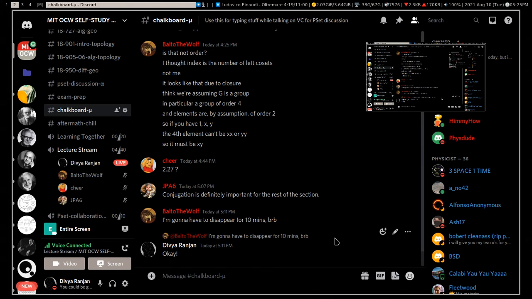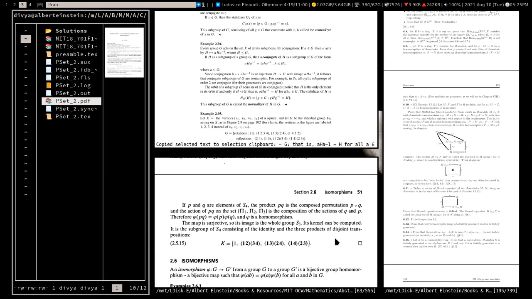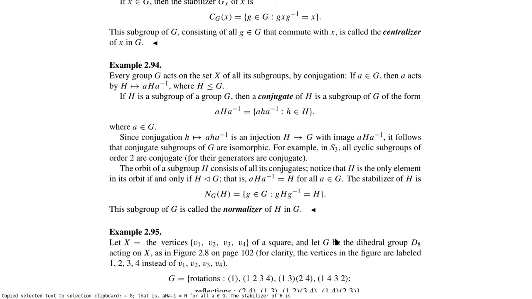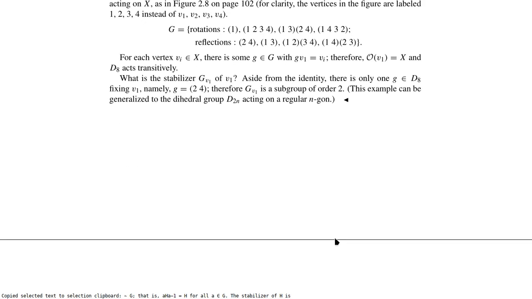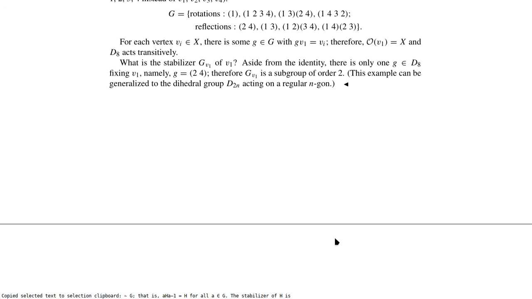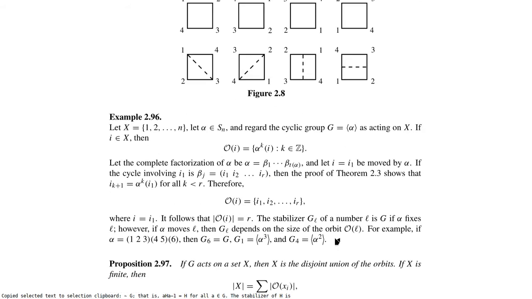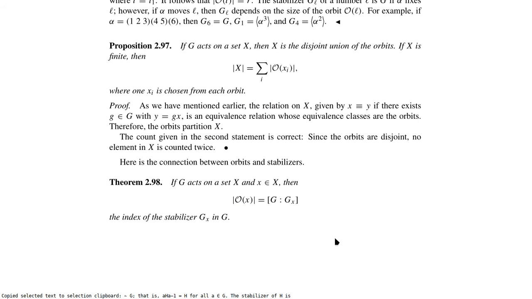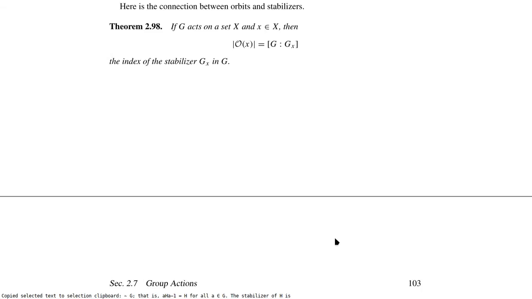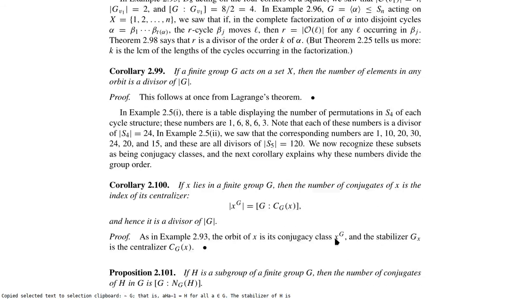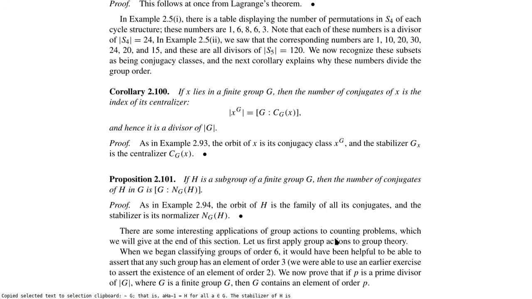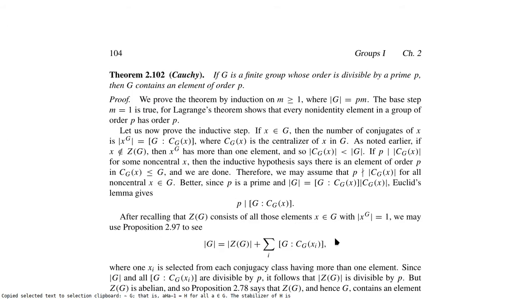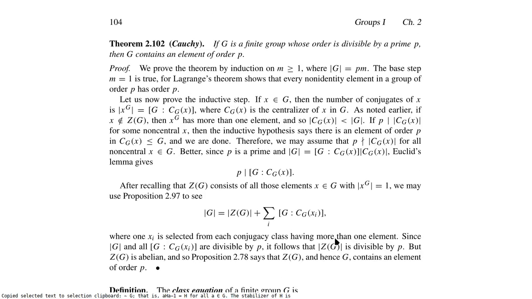Okay, so yeah, we are done with the normalizer. Let's see what else we have. Dihedral group. I'm not sure if we need that. But this proposition and the theorem seem important, so let's go through that. And there's this Cauchy Theorem.